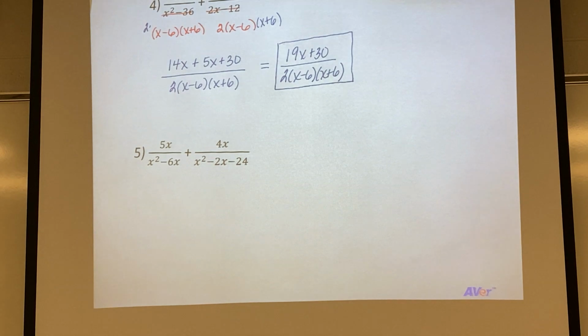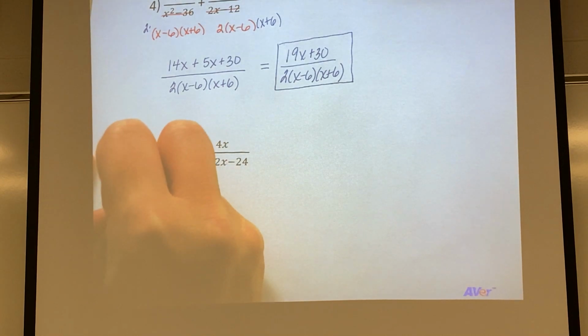All right, please try number 5, same idea. Get the denominators factored first, then find an LCD, then multiply each rational expression by what it's missing, then combine. So take your time, hit pause, come back when you're ready.